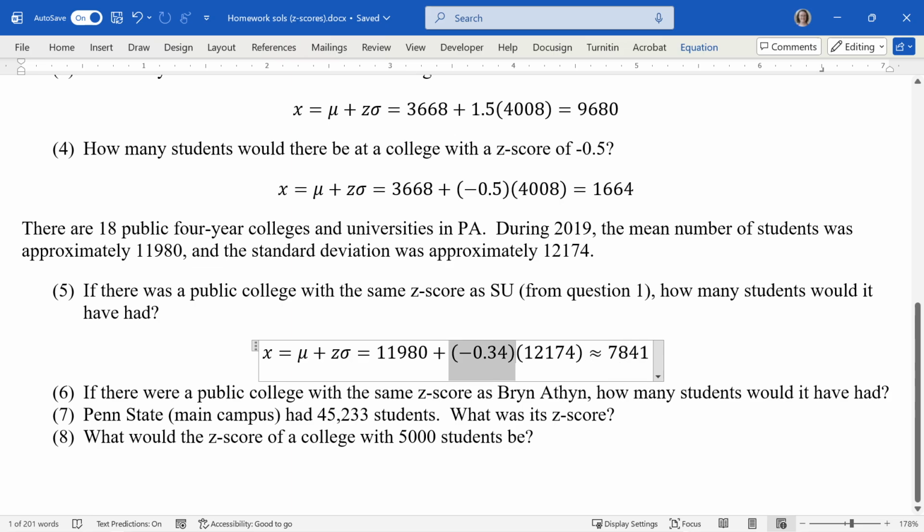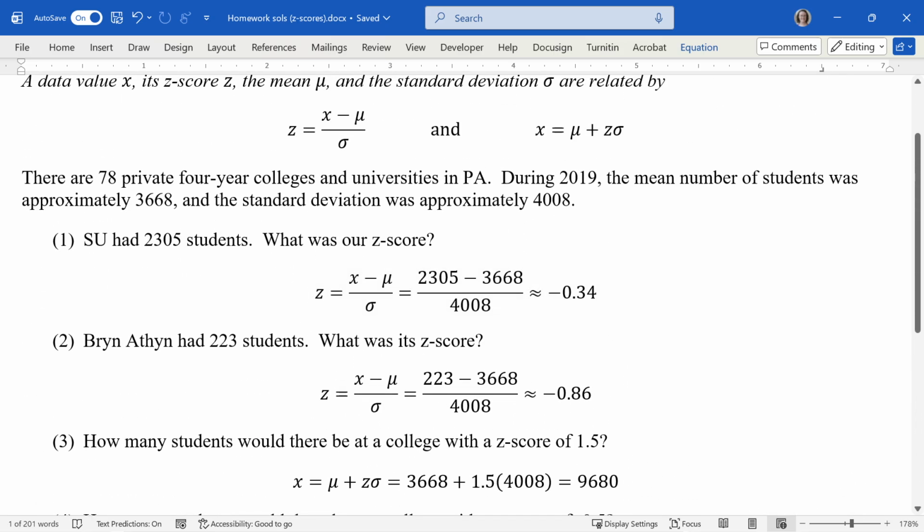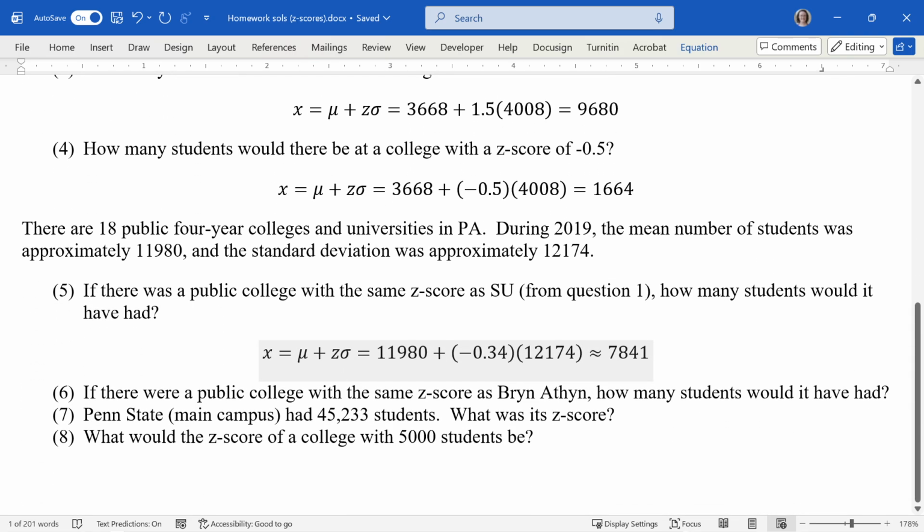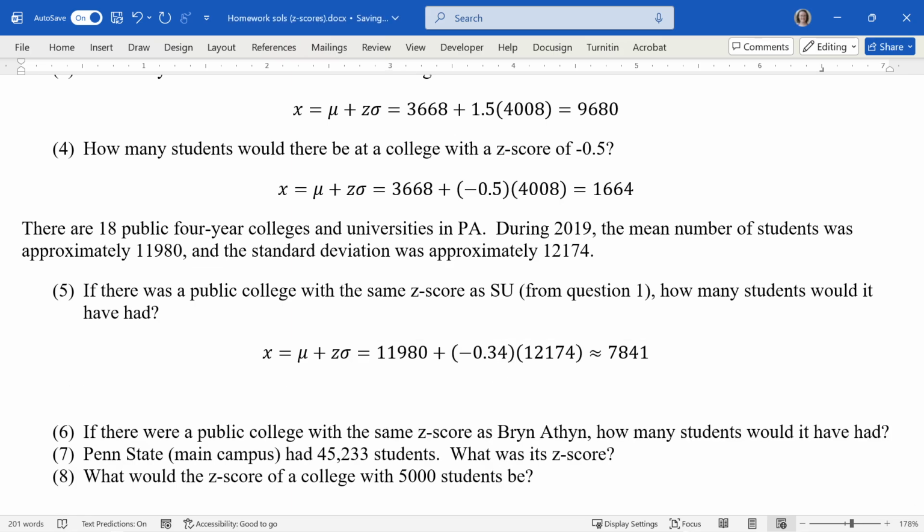Now, because we rounded the z-score to only 2 decimal places, to the 100th place, and then we're multiplying it by a number that's in the 10,000s, there's likely to be a pretty good amount of round-off error coming from that. So if you wanted to do this a little more accurately, you could back up here and take the non-rounded version of the z-score. In other words, this fraction right here, put that in your calculator instead, and so you're not rounding this 0.34. And you might get, it could be as different as maybe a couple hundred students or something.